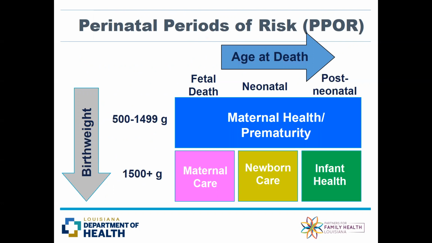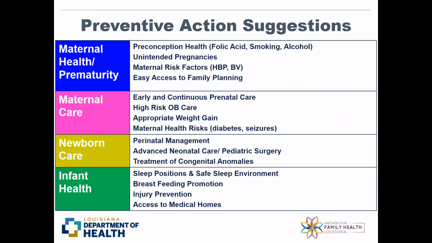PPOR uses the birth weight at birth on the left-hand side of the screen and the age at death across the top to put all fetal and infant deaths into one of these four cells. And by comparing a target population to a reference population of infants with the best outcomes, we can figure out where we are seeing excess mortality. Each cell has a preventative action suggestion. Maternal health focuses on preconception health. Maternal care focuses on prenatal care and high-risk OB care. Newborn care focuses on perinatal management, and infant health focuses on the safe sleep position and environment.